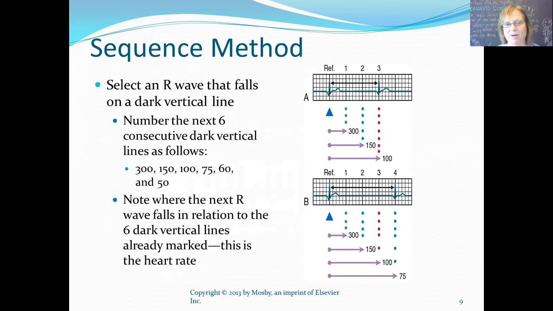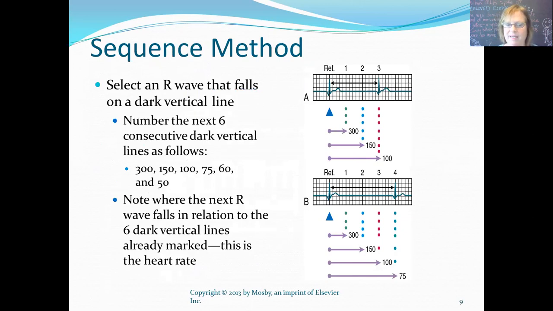So if it was 1 big box away, the rate is 300. Hopefully we don't have a patient with a heart rate of 300. 2 big boxes away, it's 150. 3 is 100. 4 is 75. 5 is 60. 6 is 50. So 300, 150, 100, 75, 60, 50. You just remember those numbers. You memorize them. They're not hard to keep in mind.